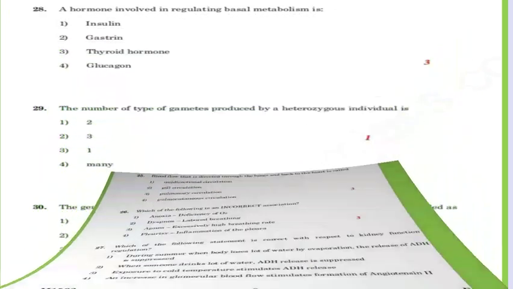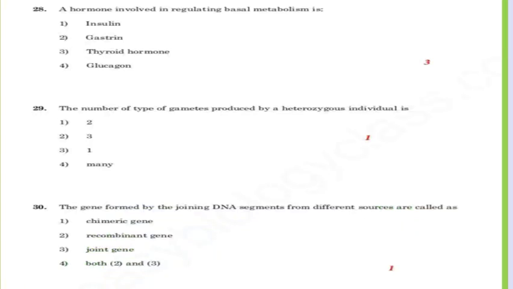The next question, a hormone involved in regulating basal metabolism is. The thyroid hormone regulates the basal metabolic rate of the body. Tetraiodothyronine, often known as thyroxine or T4, and triiodothyronine, that is T3, are the two hormones that the thyroid gland can secrete. Iodine level in the body controls the synthesis of these hormones, and these are involved in regulating the basal metabolism. So answer of this question is thyroid hormone.